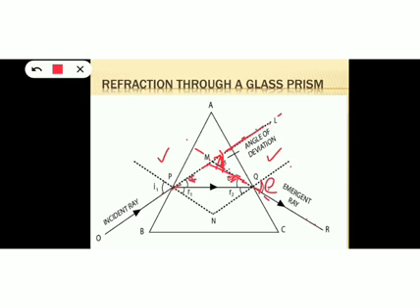The angle of deviation is denoted by the symbol delta, or sometimes small d, or sometimes capital D is used. In your NCERT textbook, capital D has been used to denote the angle of deviation, so it's better to follow that symbol. So what is the angle of deviation? The angle of deviation is the angle between the incident ray and the emergent ray. Okay, so that's all about the refraction through a glass prism.